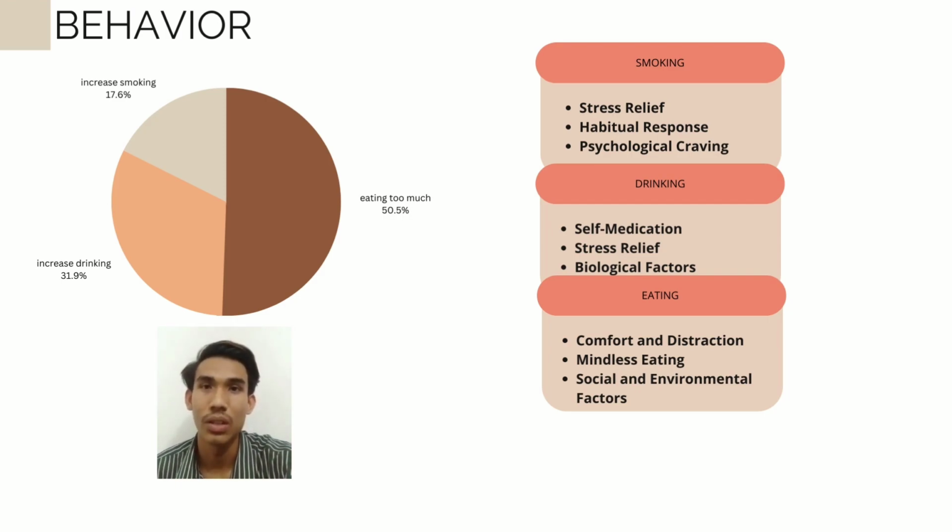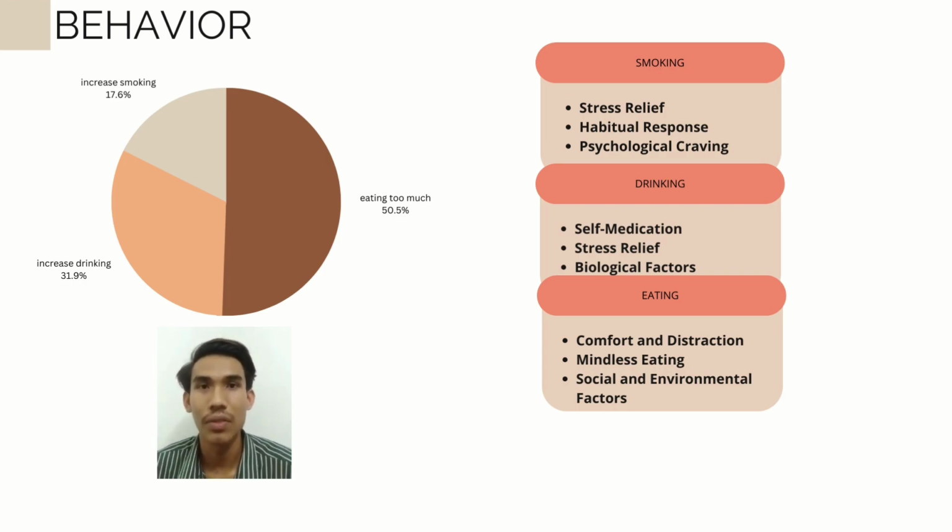Many people turn to smoking as a way to cope with stress. Nicotine, a chemical found in cigarettes, can have a calming effect on the brain and body. When people are stressed, they may smoke to reduce their feelings of anxiety or tension. Next is habitual response. Smoking is often a habitual behavior and stress can trigger the urge to smoke out of habit. When people are stressed, they may automatically reach for a cigarette because it has become a conditioned response to stress.